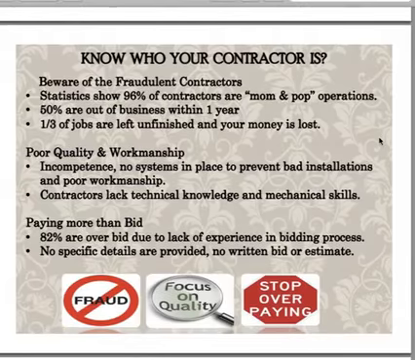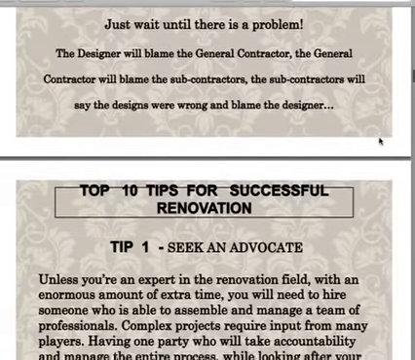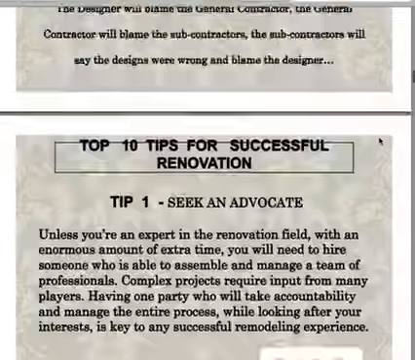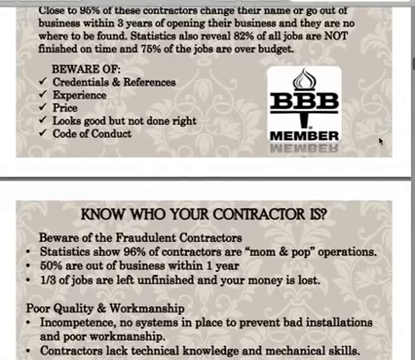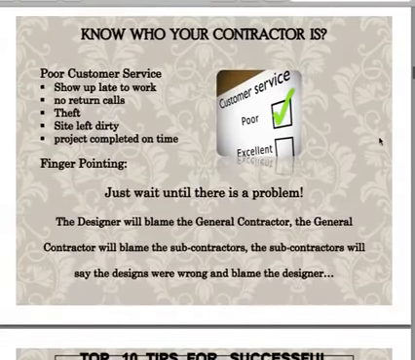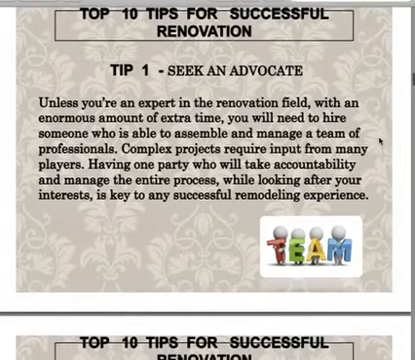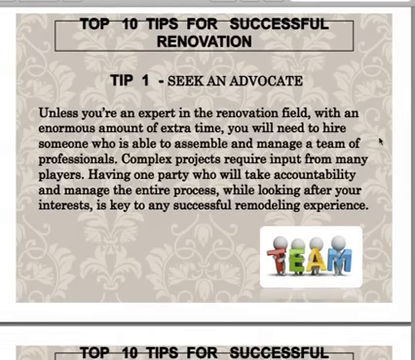Beware of fraudulent contractors. We really set this up so that they need to look for the right contractor. Ten tips for successful renovation. Statistics show 96% of contractors are mom and pop operations. 50% are out of business within 1 year. 1/3 of jobs are left unfinished and your money is lost. You see, this company that we did this for, they've been in business for 50 years. So they had a lot going for them. The remodeling part of their business was brand new, but we were going to use that length of time in business and have it carry over.